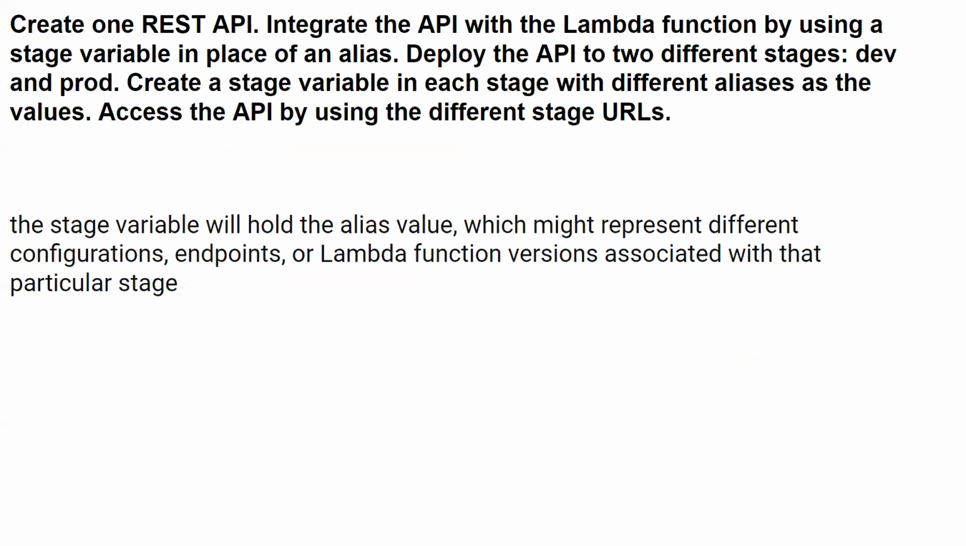Okay, so it's create one REST API, integrate the API with the Lambda function by using a stage variable in place of an alias. Deploy the API to two different stages, dev and prod. Create a stage variable in each stage with different aliases as the values. Access the API by using the different stage URLs. The stage variables will hold the alias value, which might represent different configs, but the endpoints are Lambda.